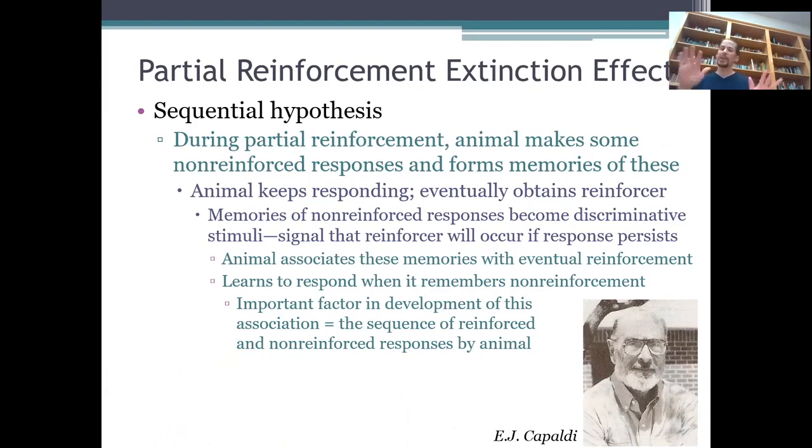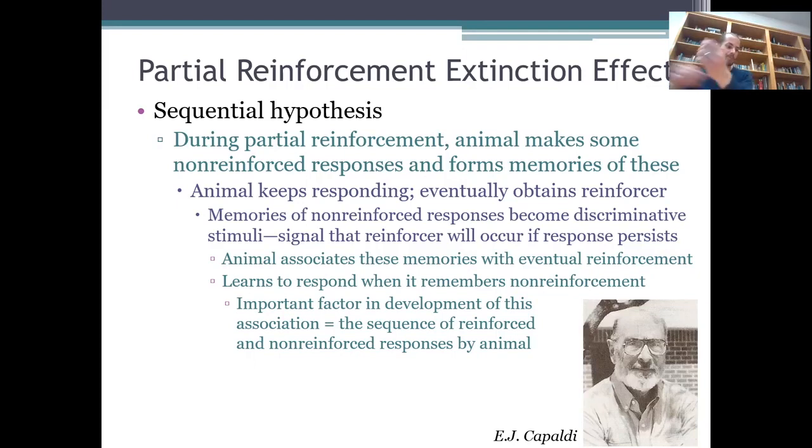Sequential hypothesis says no, the animal learns to respond in the presence of its own memories of non-reward, its own memories of making the response and then not getting the reinforcer. Okay. So basically partial reinforcement teaches the animal to make the response whenever it remembers not getting reinforced for making the response. But an animal on a continuous reinforcement schedule, obviously it never forms any memories of making an unreinforced response. It never makes an unreinforced response to begin with.